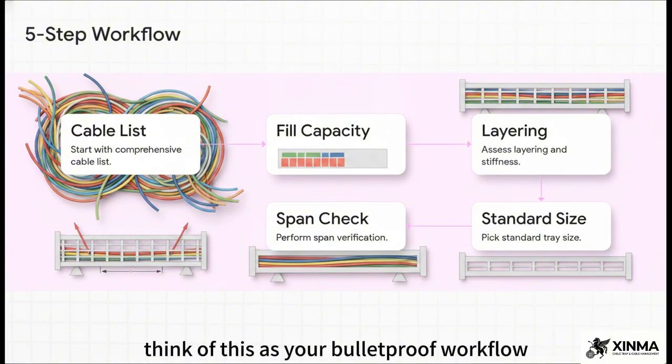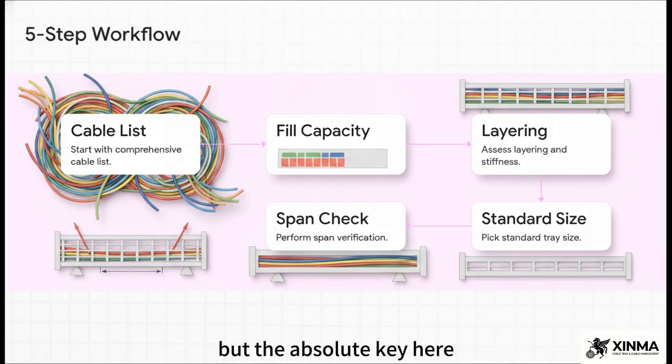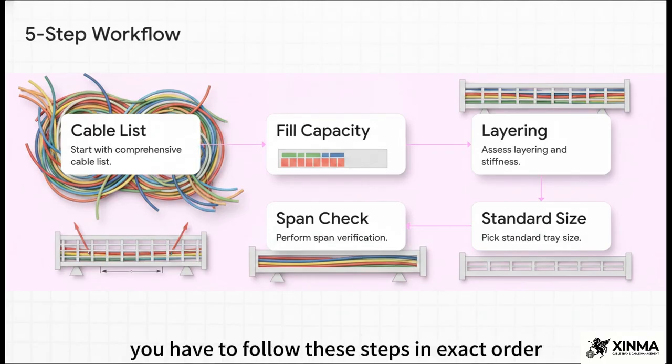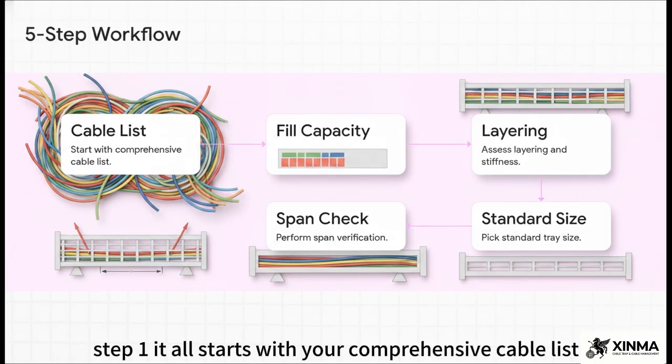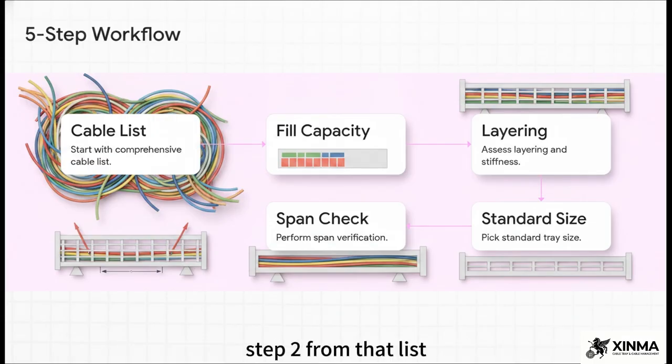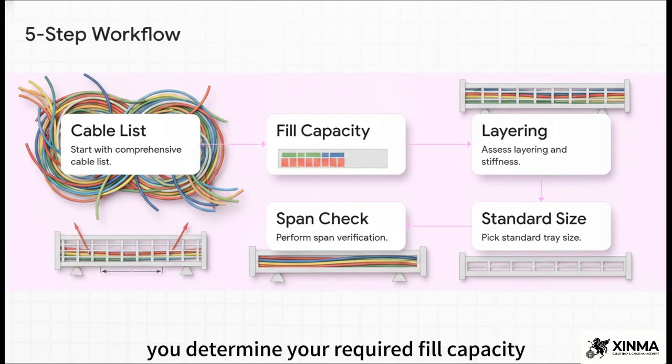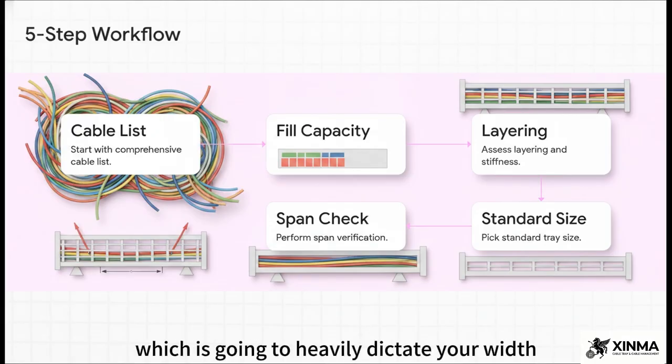Think of this as your bulletproof workflow. But the absolute key here, you have to follow these steps in exact order. Step 1, it all starts with your comprehensive cable list. Step 2, from that list, you determine your required fill capacity, which is going to heavily dictate your width.